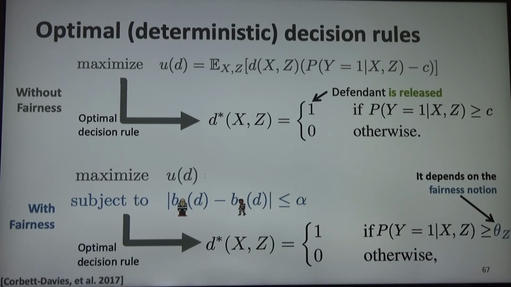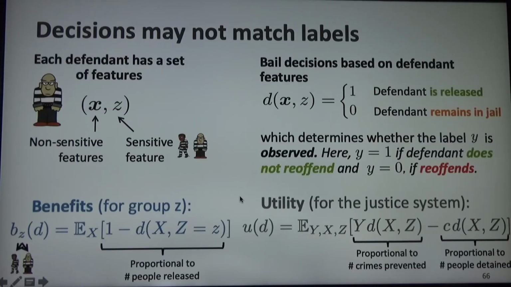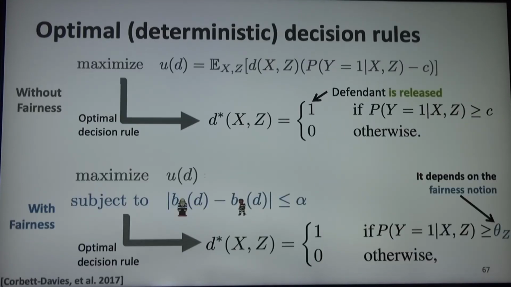Because basically, before we had the cost of keeping people in jail, but now we need to correct this threshold across groups so that we, for example, enforce statistical parity. We make these benefits the same across groups. And since these benefits are an expectation, which is going to depend on Z, we might need to correct for one side or another.